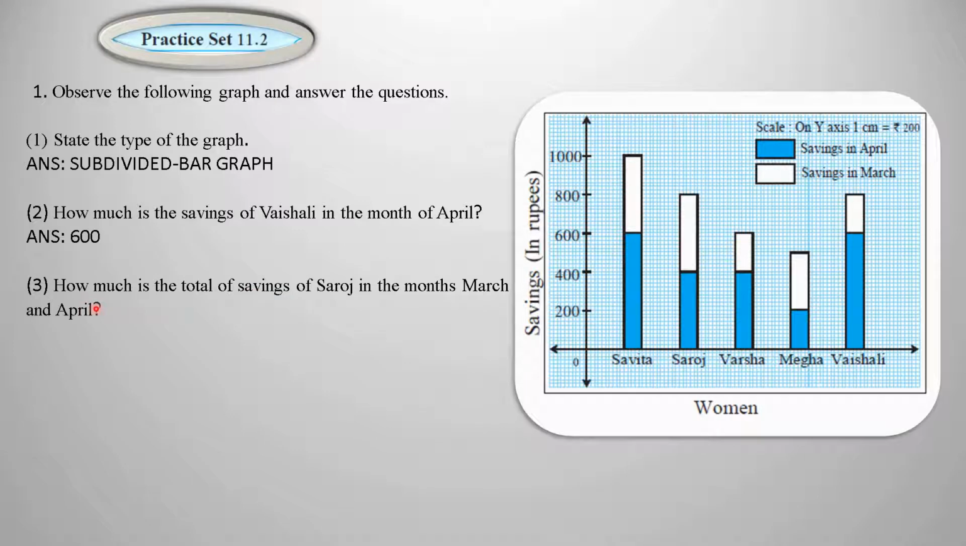Let us move on to the third one. It says, how much is the total savings of Saroj in the months of March and April. So if you see, this bar denotes Saroj, and you have to find out how much is the total saving in both the months. So the total saving would be the entire bar that ends at 800. So the answer would be 800.